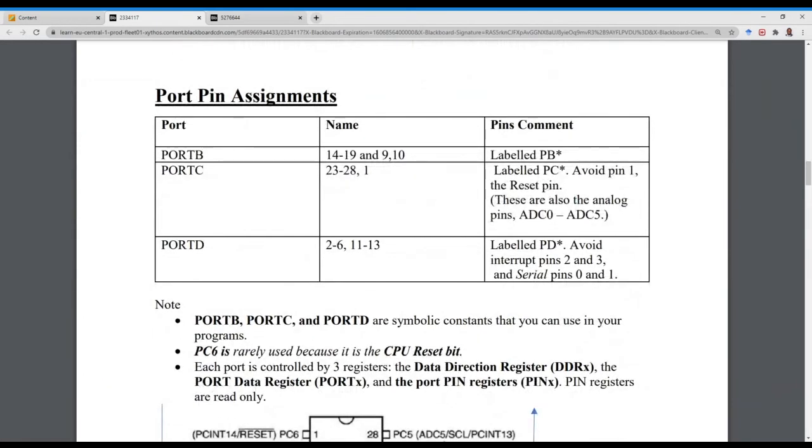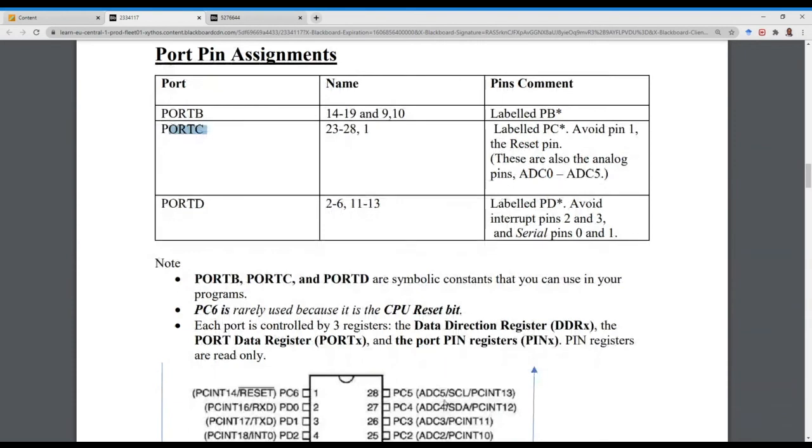Some key things: avoid pin 1, obviously, as it is the reset pin, and also the analog pins are connected to the ADC. Please, at this point, I expect you to be transferring the knowledge you have acquired. If you can work on port D, you should be able to work on port C. You just have to understand it rather than memorize it.